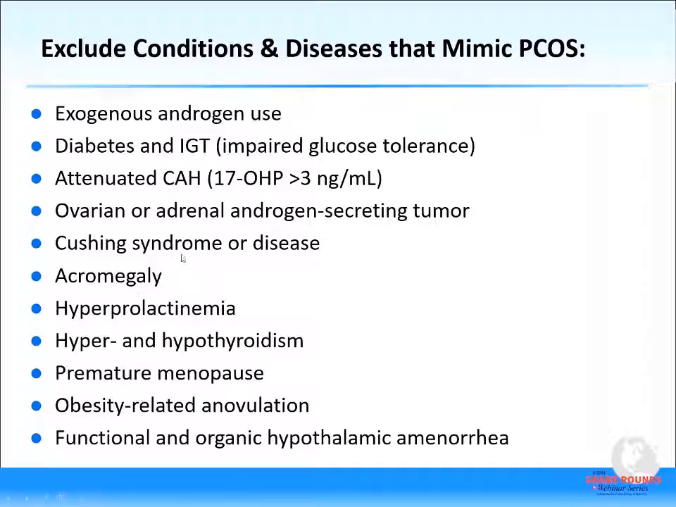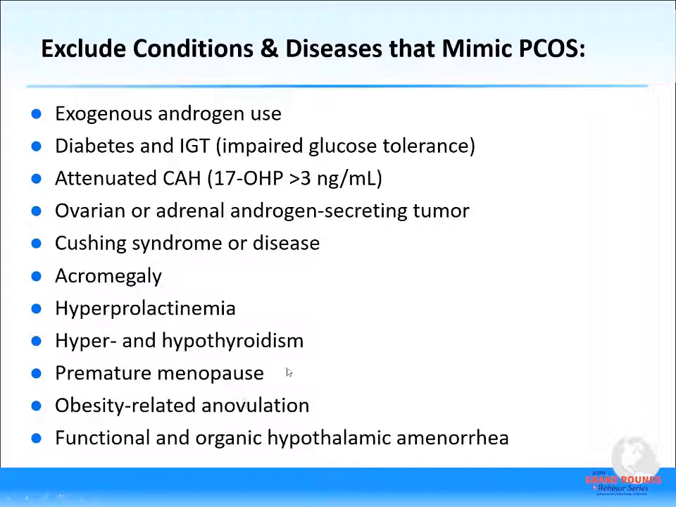Cushing's syndrome can cause amenorrhea, either the syndrome itself or the disease. Acromegaly can cause amenorrhea, as can hyperprolactinemia, hypothyroidism, and hyperthyroidism. And these can all be concomitants with FHA, because there's no rule that you can't have these as concomitants. And so we need to be mindful of the condition of autoimmune thyroiditis as well.